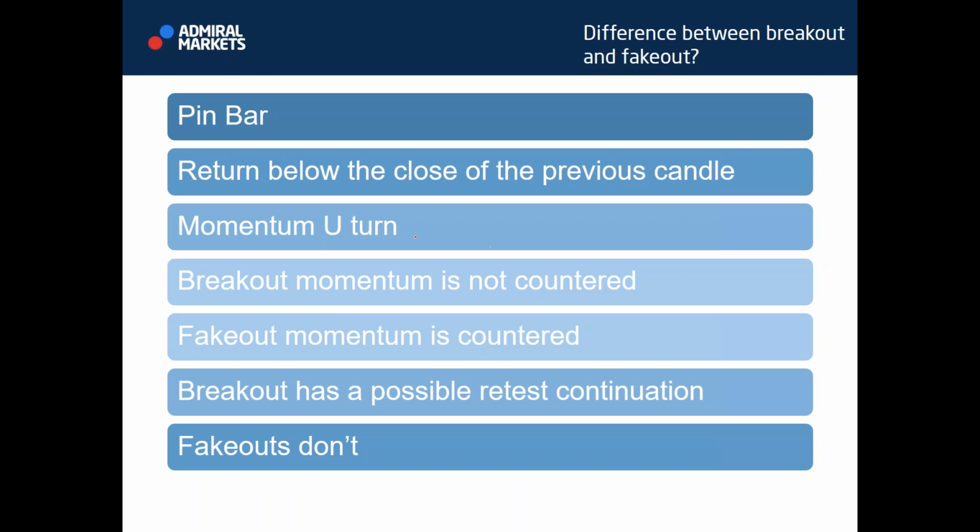Also, one difference that I need to mention is the momentum U-turn. A U-turn is a complete change of direction. That is a U-turn. And momentum during fakeouts is different than momentum during breakouts. Breakouts will do stop grabs, but fakeouts will do stop grabs only on a momentum U-turn.